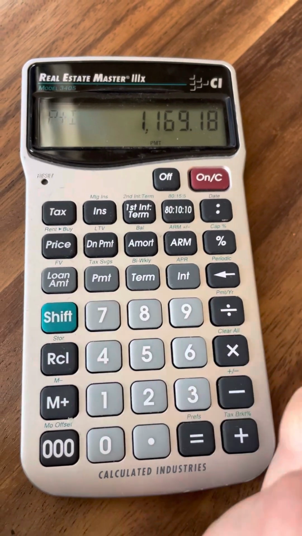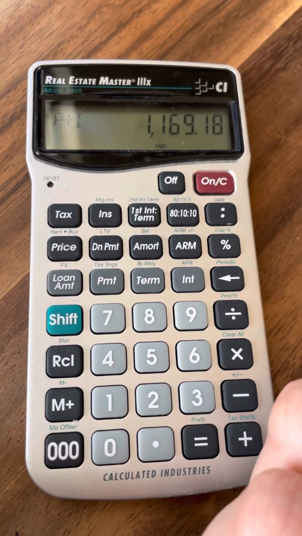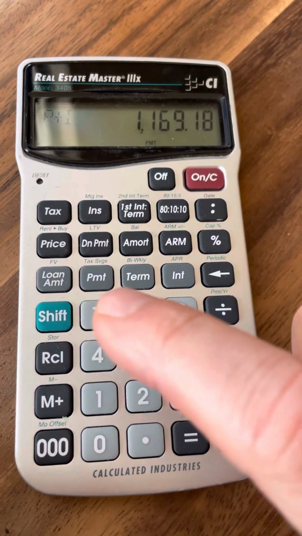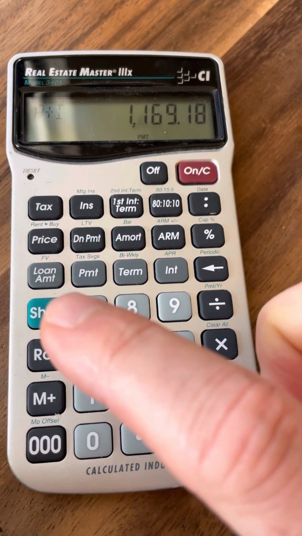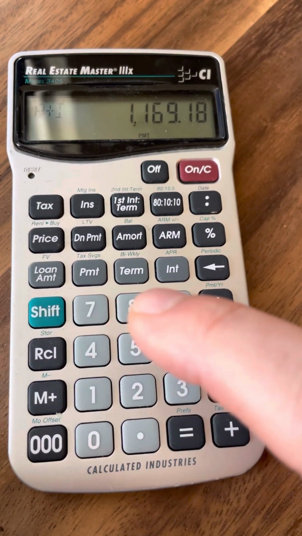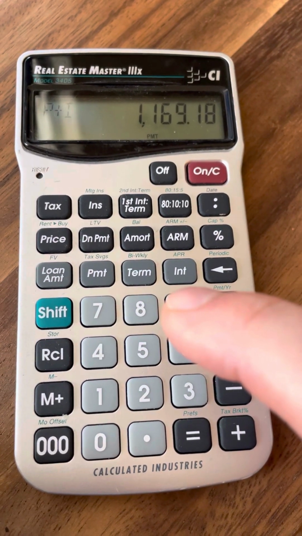So anyway, I realize it's a lot of information, but if nothing else, you can use a calculator like this to calculate a monthly payment if you've already got the purchase price, therefore loan amount, and you know what kind of term they want, and you know what kind of interest rate is available.